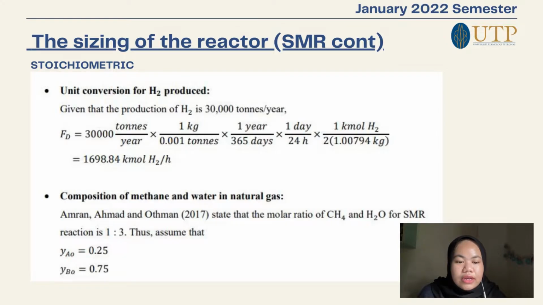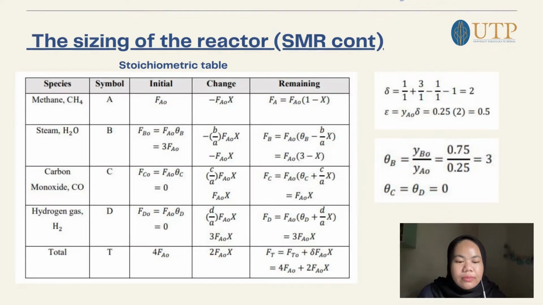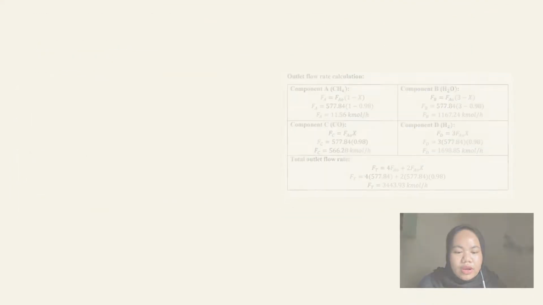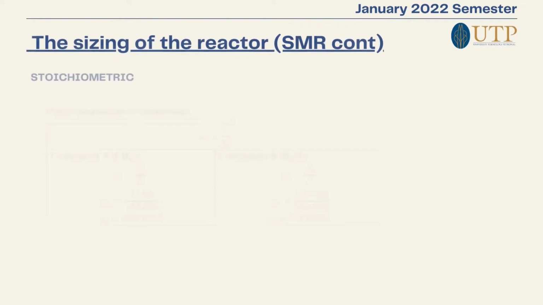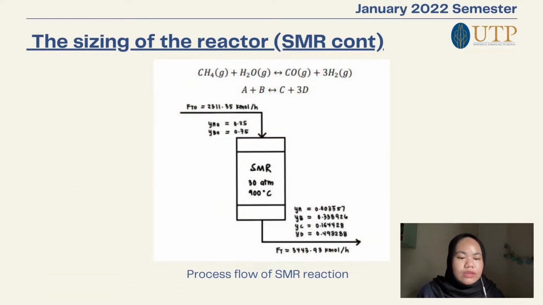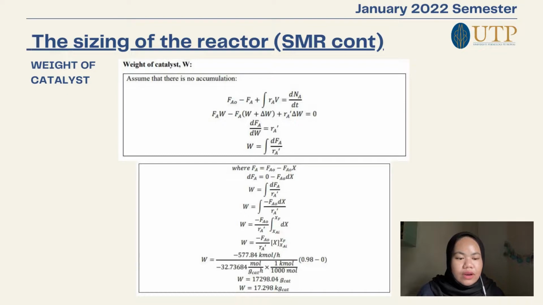It has been given that the production of hydrogen gas is 30,000 tonnes per year. By assuming that the molar ratio of methane to water is 1:3, a stoichiometric table can be developed, and from the table, we can obtain the initial and outlet flow rate, outlet concentration, and outlet composition of the components. This schematic diagram includes both inlet and outlet total flow rate and both inlet and outlet composition of the components. After that, we can combine all of the steps above to calculate the weight of catalyst.